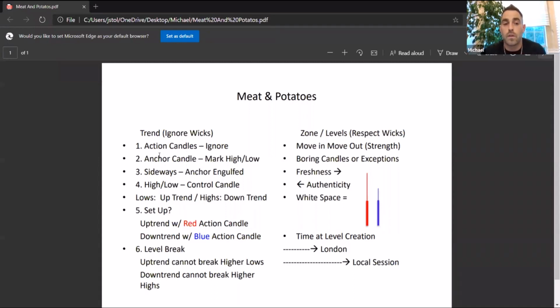We'll start with step 1. First off, this says red and blue. This was created back when we were trading on FXCM, where the candles were red and blue instead of green and red. Whatever platform you're on, I'm not quite certain what colors you have, but blue is going to be a green or an up candle, and red is going to be a down candle.